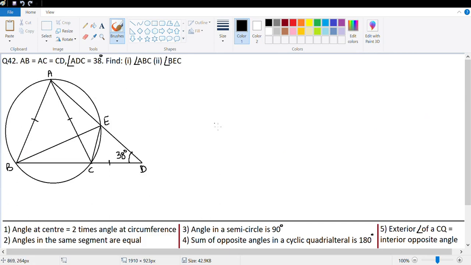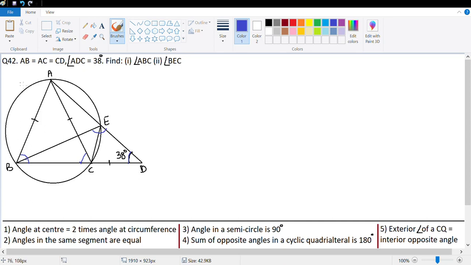It says, in this given figure, AB is equal to AC is equal to CD. Already marked. One angle here is 38 degree. We need to find angle ABC, which is this big angle. So this angle and this angle will be equal, base angles. Next, angle BEC. They want me to find this angle. Let's see what information we have.